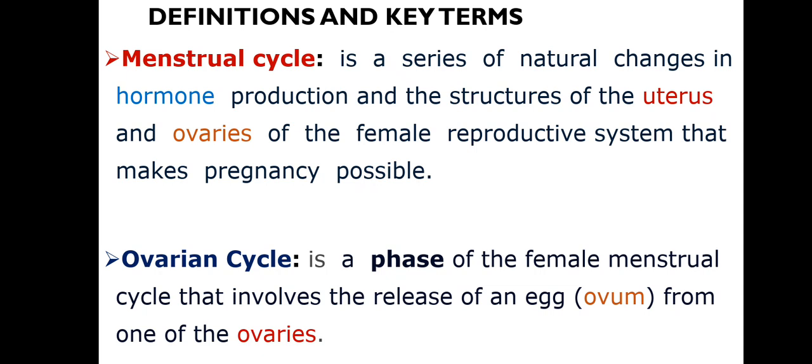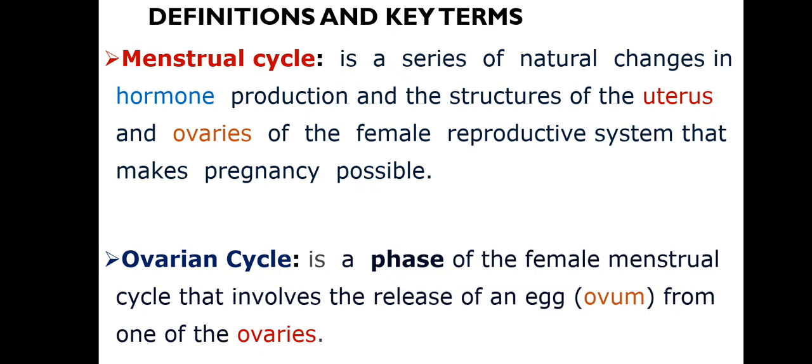So there will also be changes taking place in the uterus as well as what? The ovaries that are basically preparing this particular female for pregnancy. So we are saying that the menstrual cycle is a series of natural events that bring about changes in hormone production. There will also be changes in the uterus and ovaries that are basically doing what? Preparing the female reproductive system for pregnancy. So that's what the menstrual cycle is.